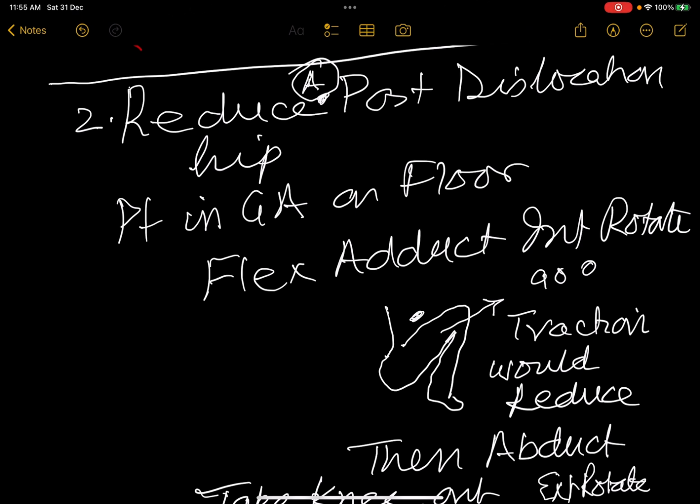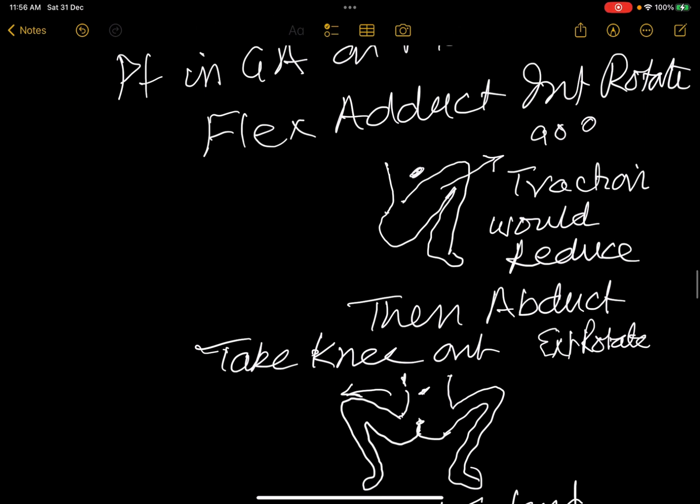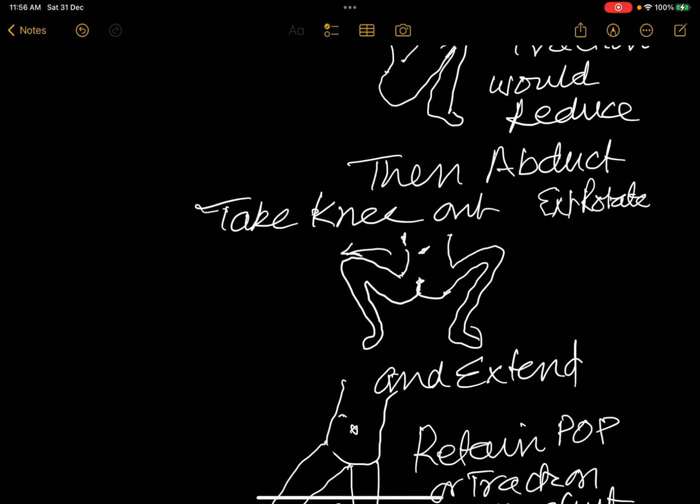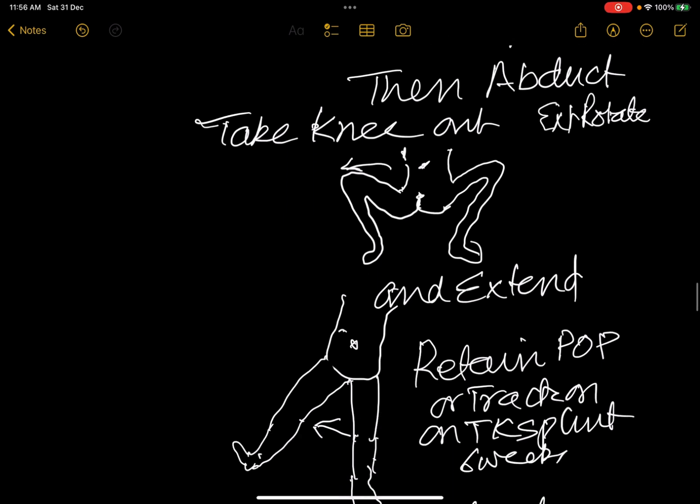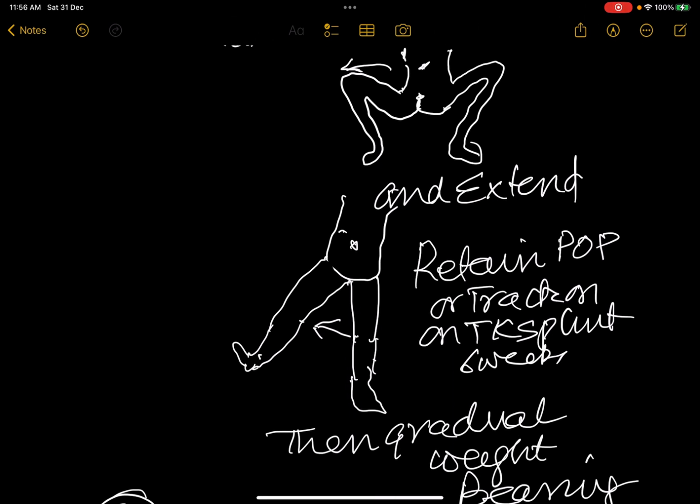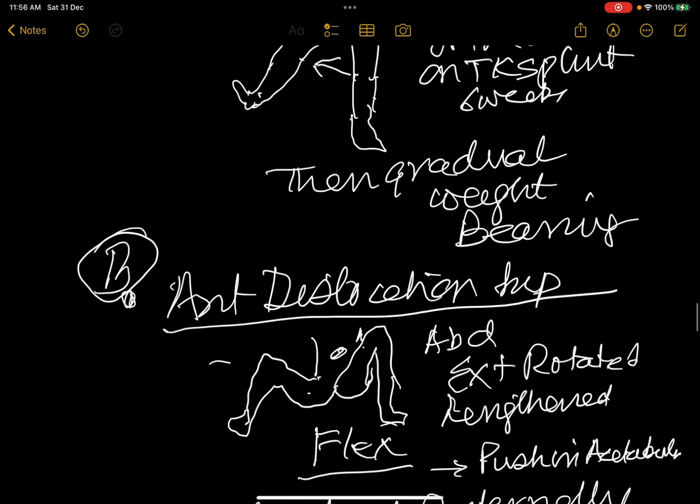So now, after congenital dislocation of the hip, we deal with reduction of the posterior dislocation of the hip. The patient is under general anesthesia on the floor. You flex, adduct and internally rotate the hip. Give traction in this position to reduce. Then you take the knee outwards, and as you take the knee outwards, the head would go into the acetabulum. And then you extend it and plaster in abduction and external rotation for 6 weeks, followed by physiotherapy or gradual weight bearing.